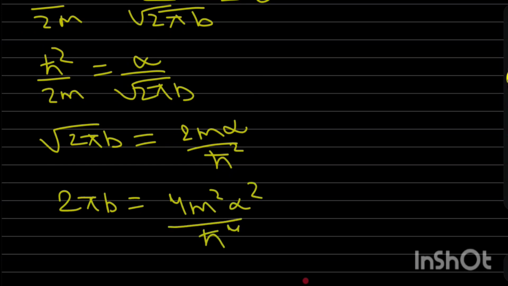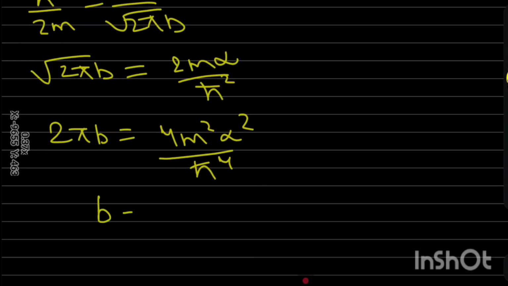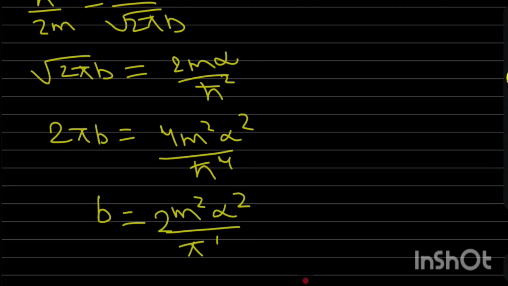divided by ħ to the power 4, and the value of b that I am getting is m²α² divided by 2πħ⁴. So this is the value of b I am getting.